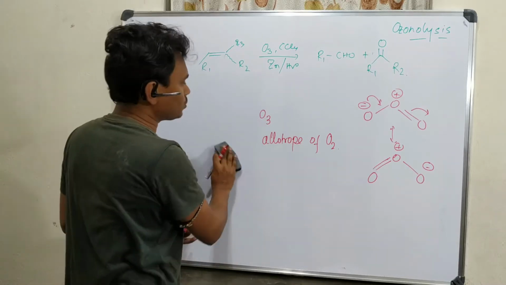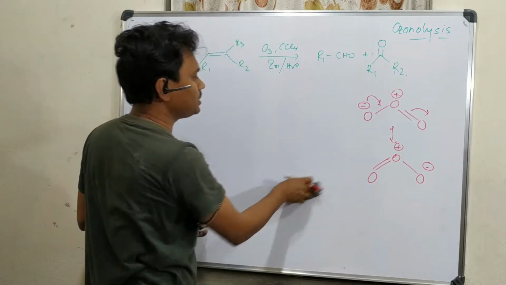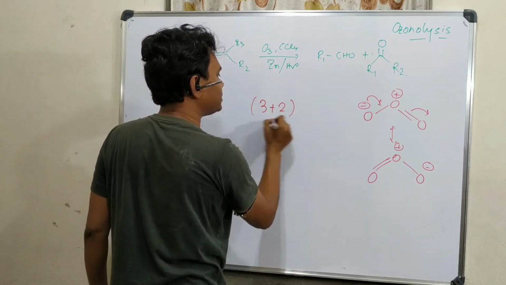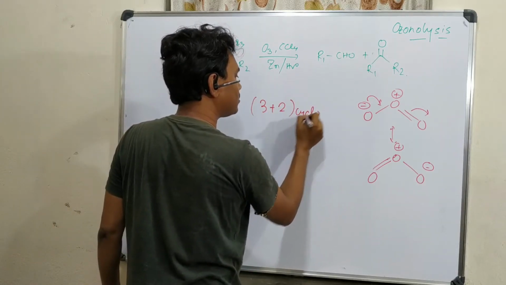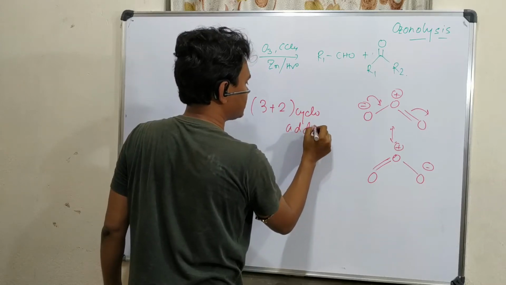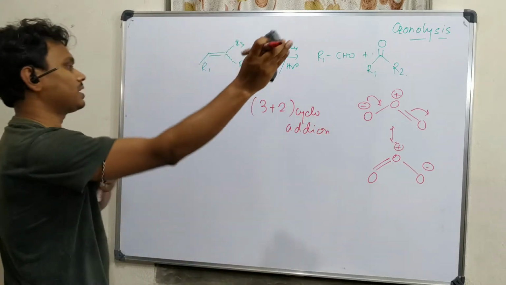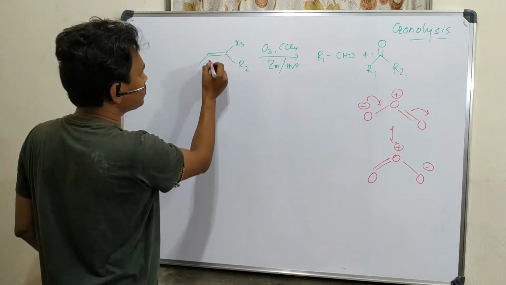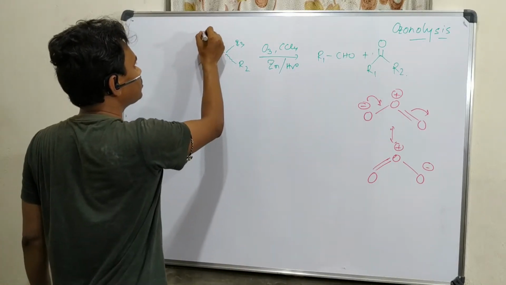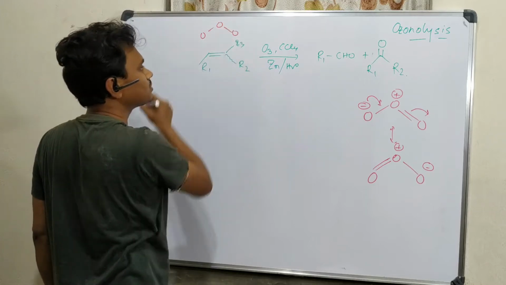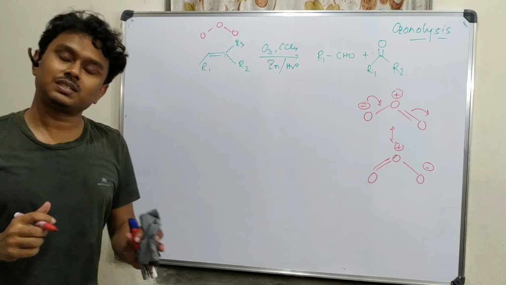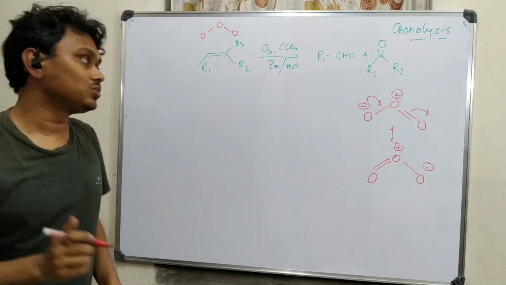Okay, and this ozonolysis is actually a 3+2 cycloaddition. Cycloaddition, how? So let's start. You can see this reacts with ozone. Ozone is this, to produce this. First I will explain the tricks, then I will go to the mechanism.